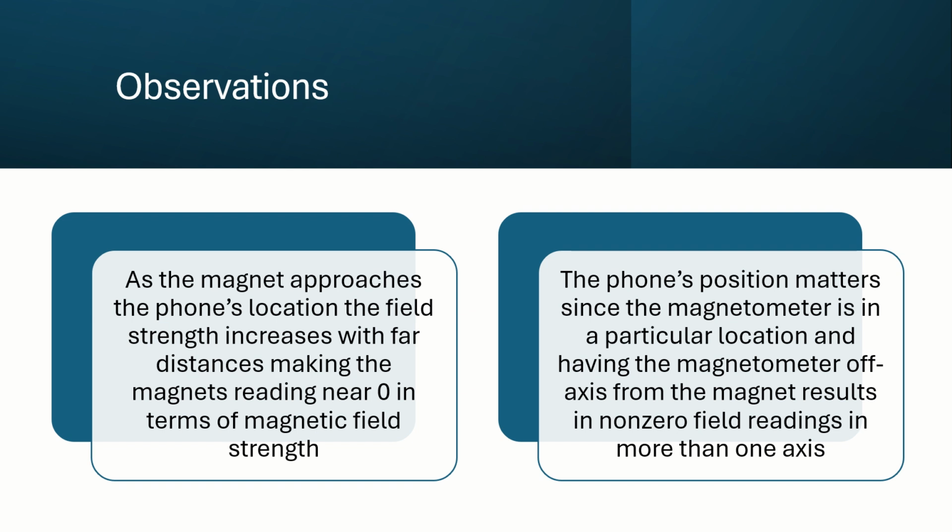Some observations. As the magnet approaches the phone's location, the field strength increases, with far distance making the magnet's reading near zero in terms of magnetic field strength. And second, the phone's position matters since the magnetometer is in a particular location, and having the magnetometer off axis from the magnet results in non-zero field readings in more than one axis.